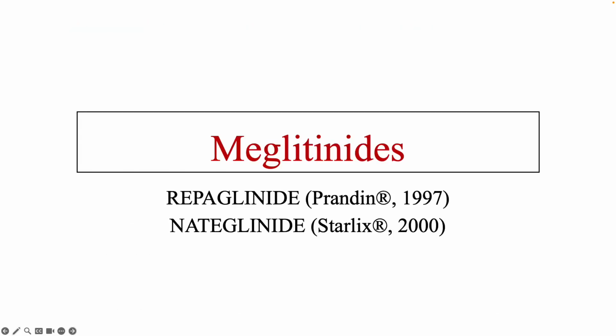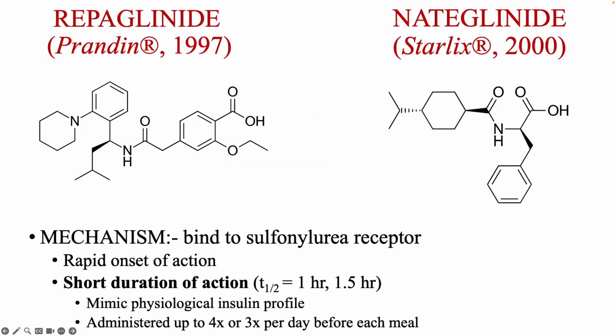Then we have the meglitinides, which give us more drugs in our arsenal, but they're still only okay, kind of terrible drugs. Repaglinide and nateglinide. And the mechanism is really easy to remember. They bind to the same sulfonylurea receptor and have the exact same mechanism of action as the sulfonylureas. The reason that they're in their own class is because they don't have sulfa components in their structure, and they're much shorter acting. Where we could give glipizide or glimepiride once a day, you have to use these drugs multiple times, 3, 4 times a day.